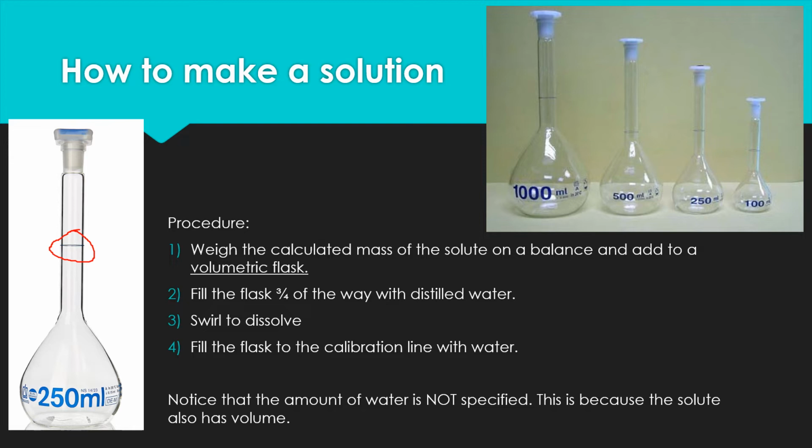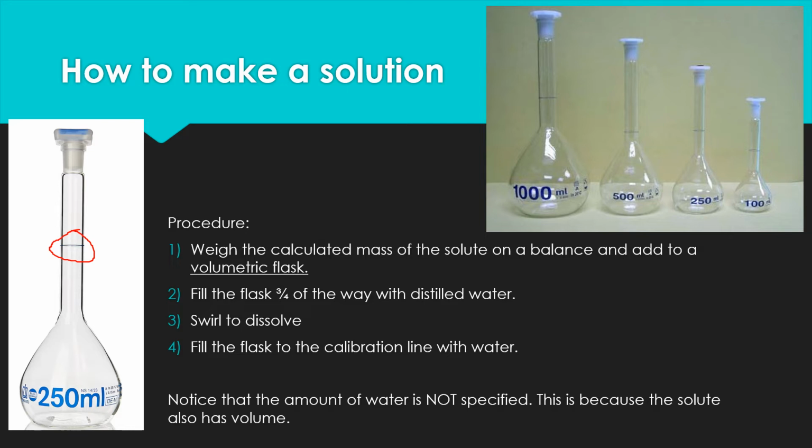So we're going to weigh out our calculated mass of our solute on a balance and go ahead and use a funnel, add it to this volumetric flask. We're then going to fill the flask 3/4 of the way with distilled water. Now this is not an exact amount, just about 3/4, 2/3, around there. And then we're going to swirl it. So we can put a cap on it and go ahead and swirl it around to make sure everything dissolves. We don't want to see any solid in there.